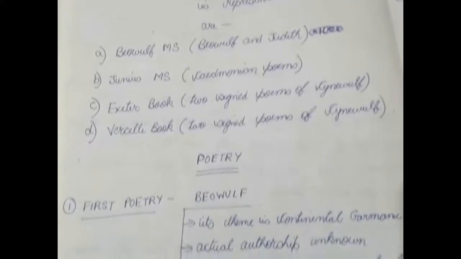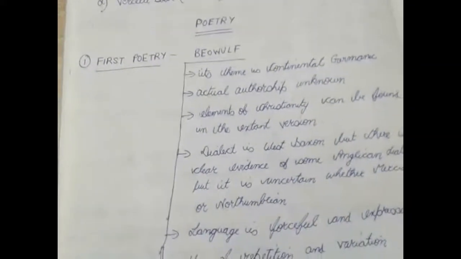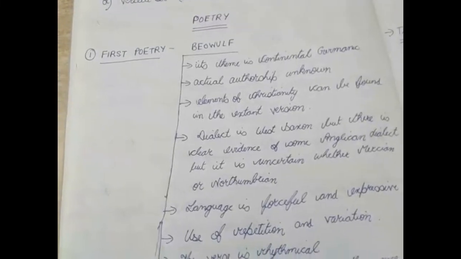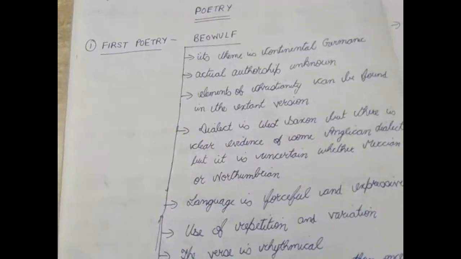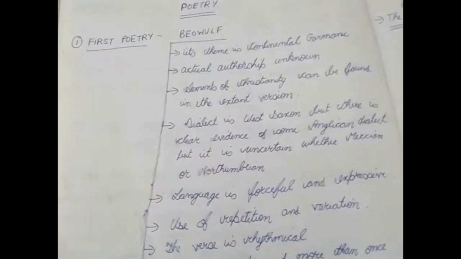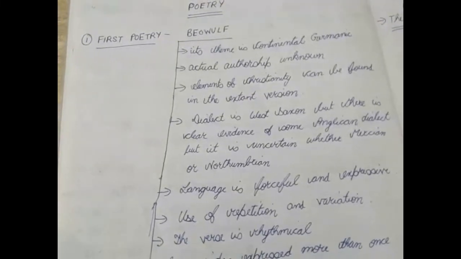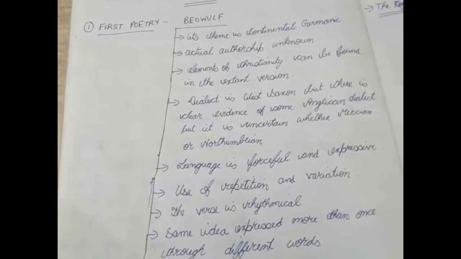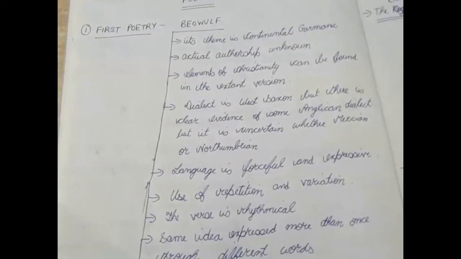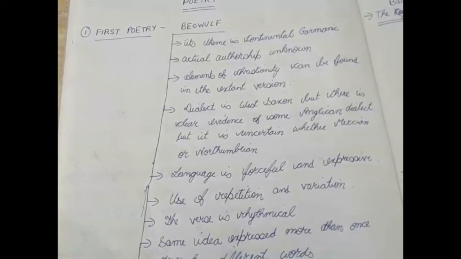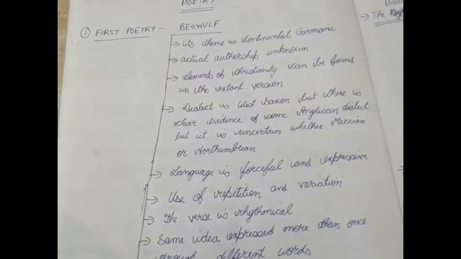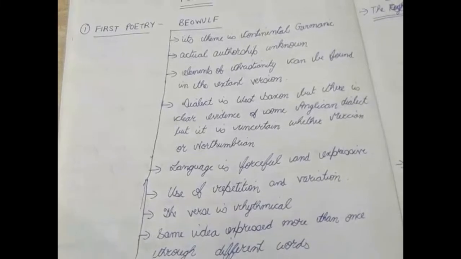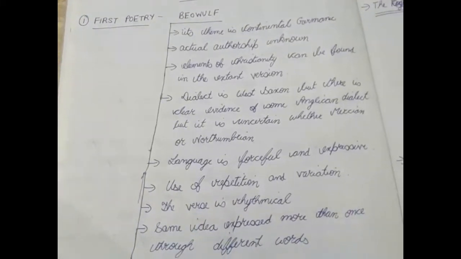Now let us come to the poetry. If we are discussing poetry, it would be a mistake on our part not to discuss Beowulf, as it is the first poetry of the Anglo-Saxon period. Now its theme is continental Germanic. I have written here the features of the Beowulf poem. Its theme is continental Germanic.